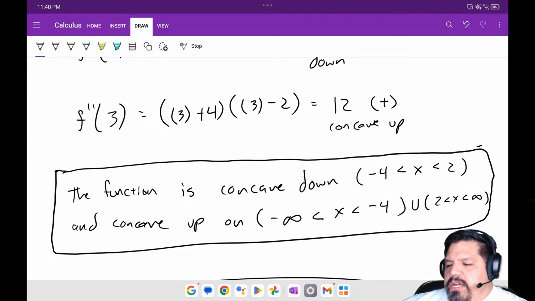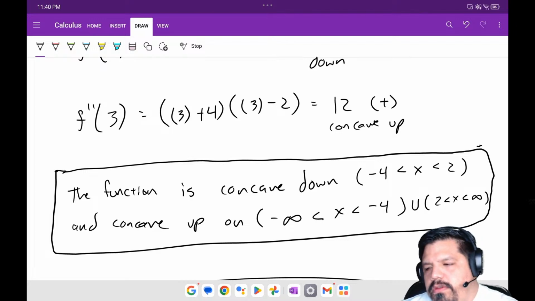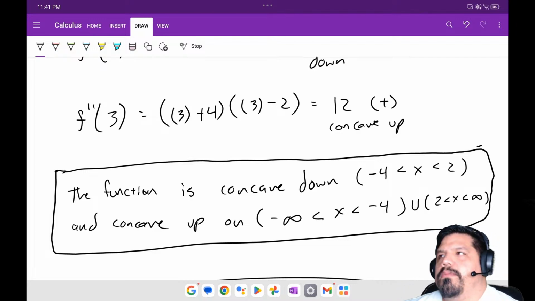The function is concave down on the interval -4 is less than x, which is less than or equal to 2, and concave up from -infinity to x less than -4, union 2 is less than x, which is less than positive infinity.